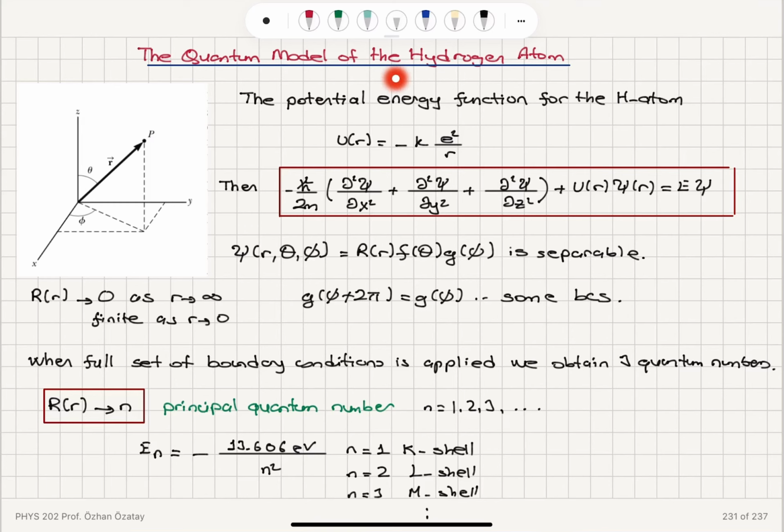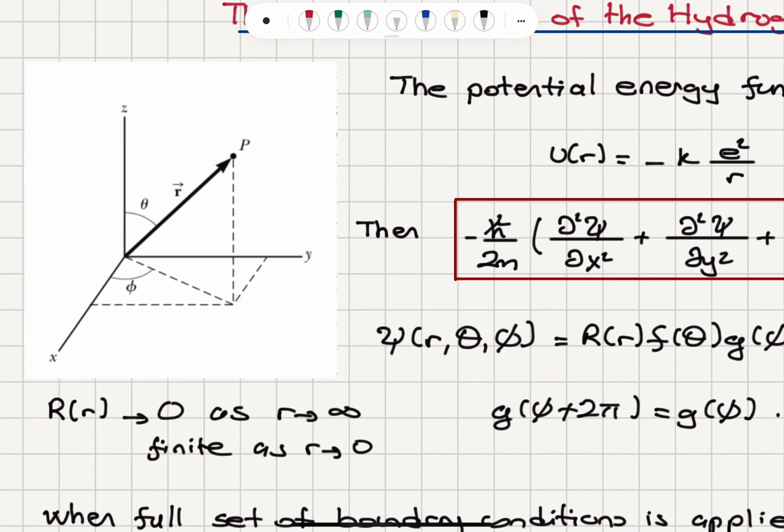The quantum model of the hydrogen atom. Now we will move on to the formal quantum treatment of the hydrogen atom, and we will compare this result with the Bohr model. So first of all, we will consider the problem in spherical coordinates where r is the radial component, theta is the azimuthal, and phi is the polar.